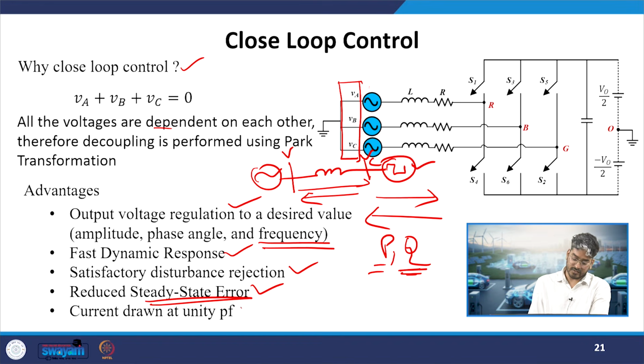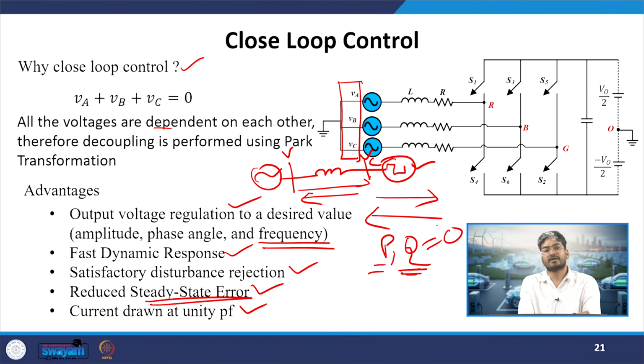Current drawn at UPF: if I do not want to support the grid or consume reactive power, I can set it to 0 conveniently. There will not be any issue with our V2G or G2V operation.